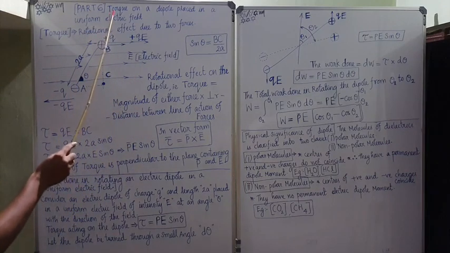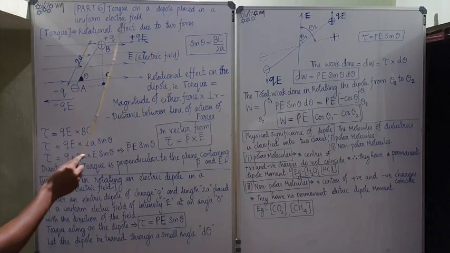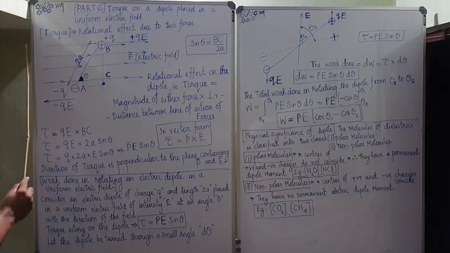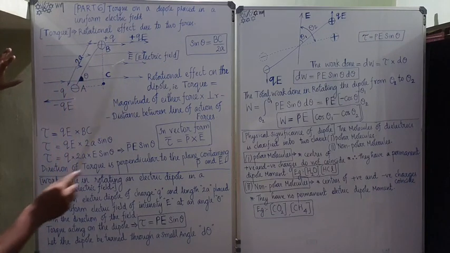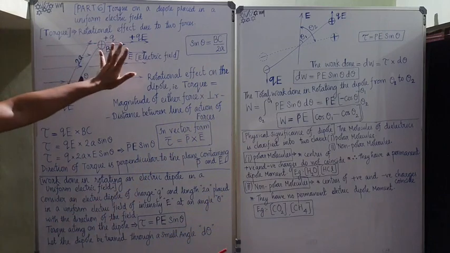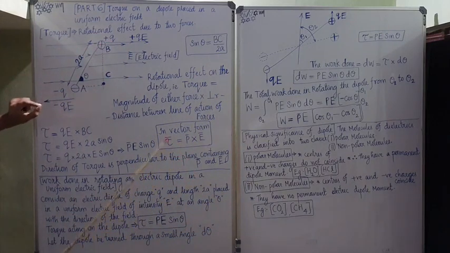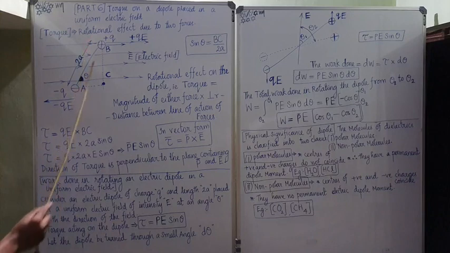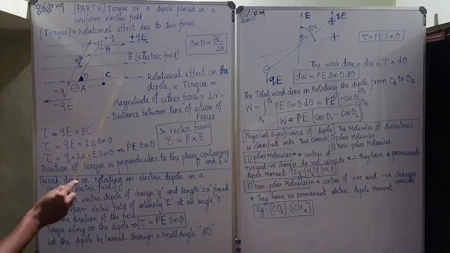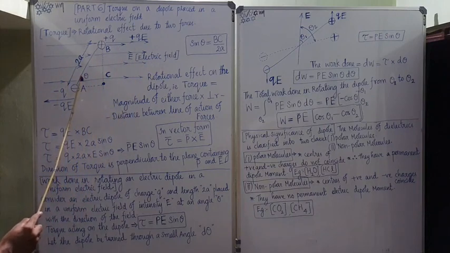So the heading itself says: torque on an electric dipole placed in a uniform electric field. How does this become uniform? Because equal amounts of charges are uniformly distributed, from that equal amounts of field lines emerge and end at another point. That means a dipole is placed in a uniform electric field. We know all the variable nomenclature. Negative charge is A and positive charge is B, with charges plus Q and minus Q, and the distance between them is 2a. The electric field is in this direction, and the angle made by the dipole with the electric field is theta.